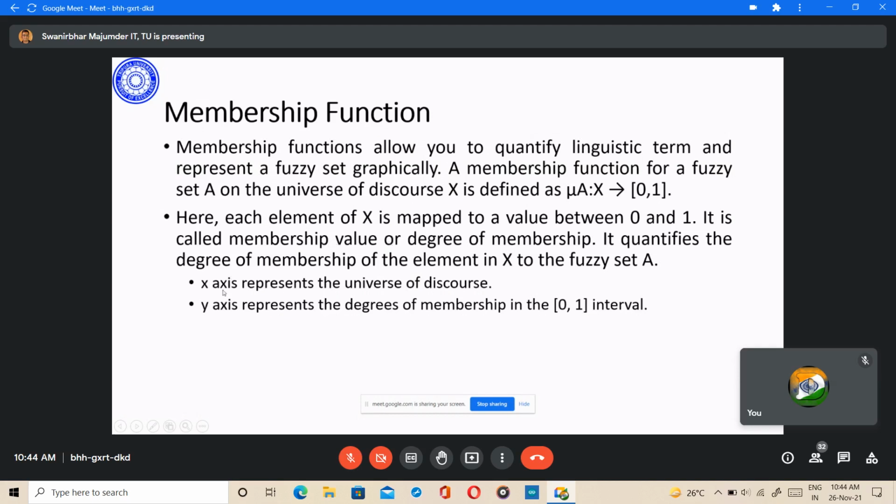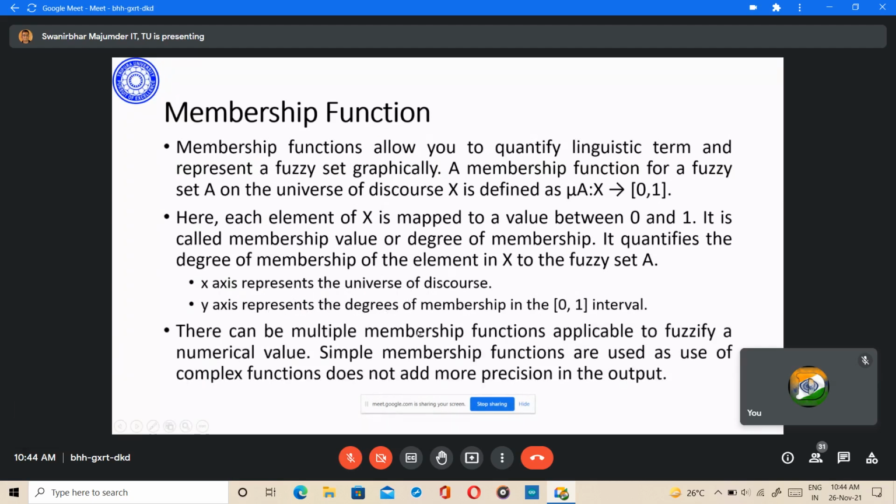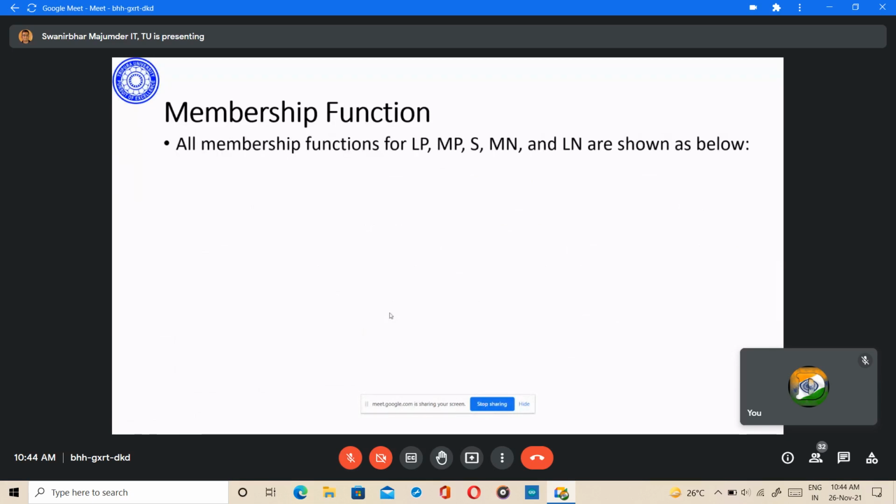So here the x-axis and y-axis are two things, where one is the universe of discourse and another is the membership value. So here multiple memberships are there, and if you see the graph, just let me show you the graph.